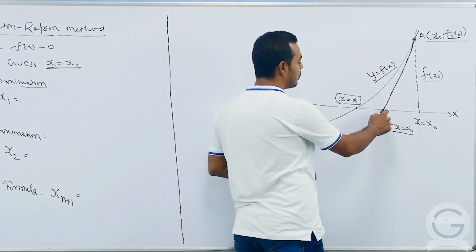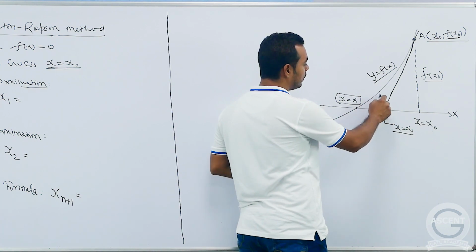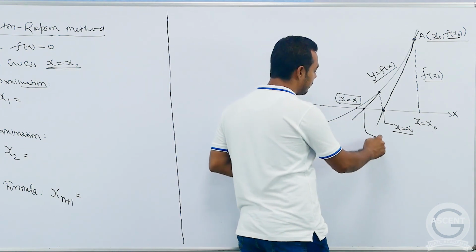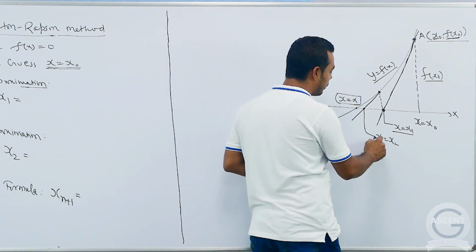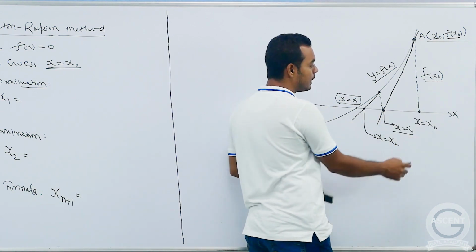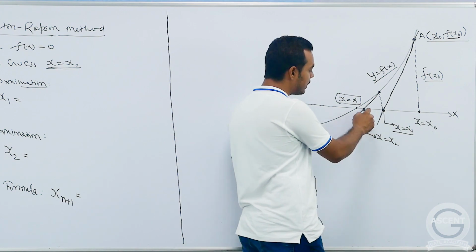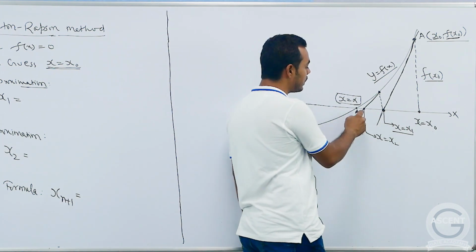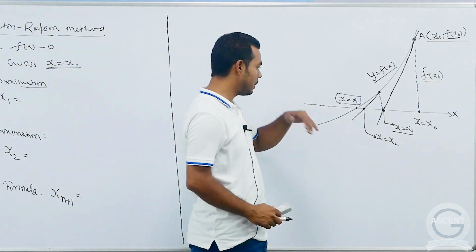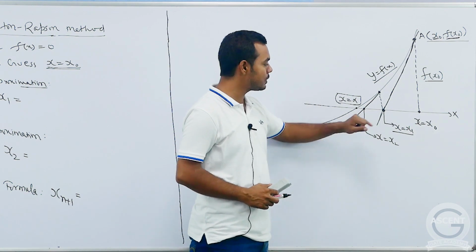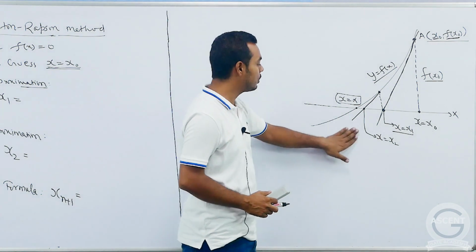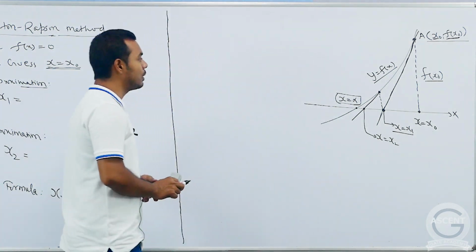For the next iteration, we find the corresponding point on the curve and again draw a tangent line at this point. The point where this tangent crosses the x-axis will be our second approximation x2. In this way you can see that we started with the initial guess x0, then the first approximation, then the second approximation. With each iteration we are getting close to the actual root alpha. If we want more accuracy, we have to perform more iterations. But you can see that with each iteration we are getting closer and closer to the actual root. So this is the basic idea behind the Newton-Raphson method.